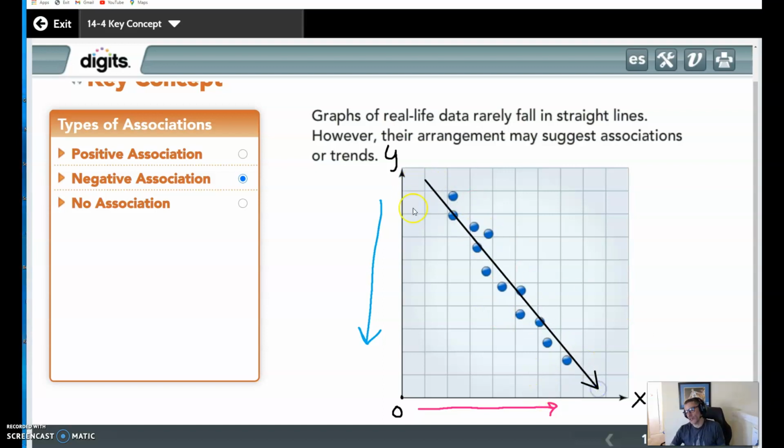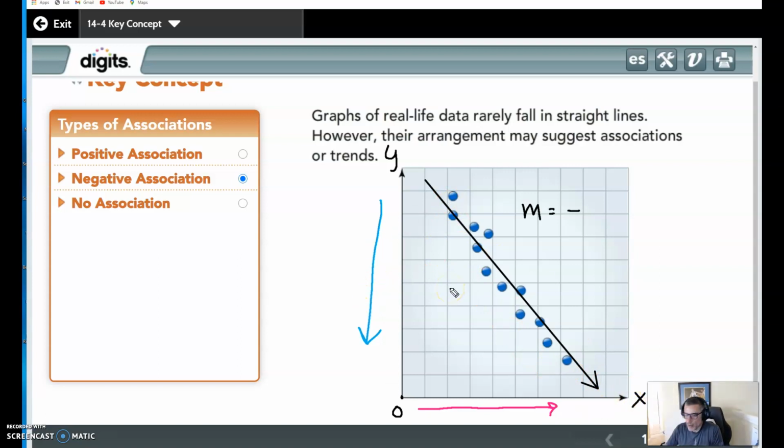And remember what we learned about lines that go down from left to right? They have negative slopes. So I don't know what the slope of this line is, but I know it's negative. So when we have a positive association, we can model it with a line that has a positive slope. And when we have a negative association, we can model that with a line that has a negative slope. So this is negative association. When one thing gets bigger, the other thing gets smaller.